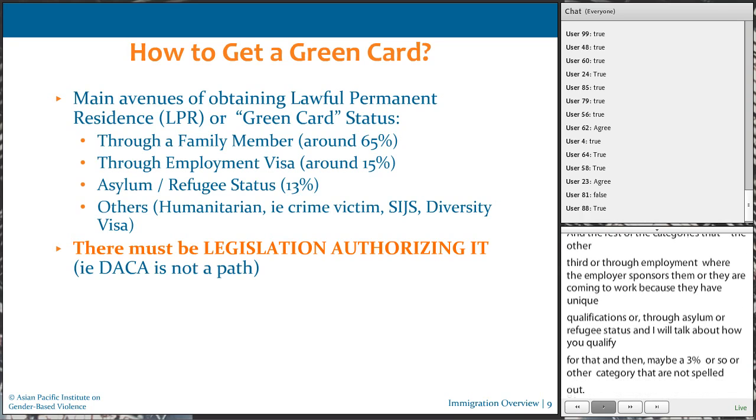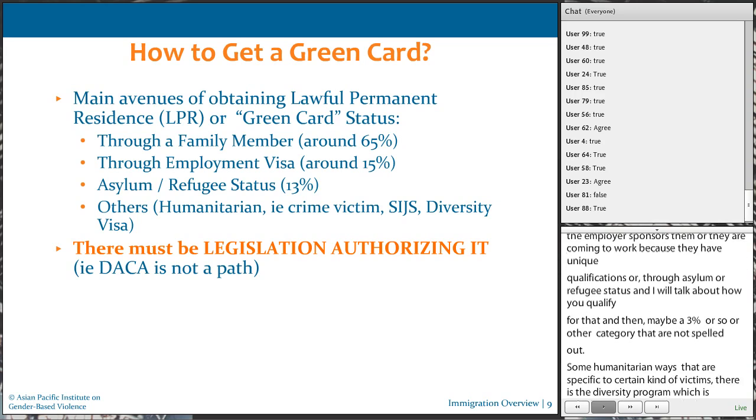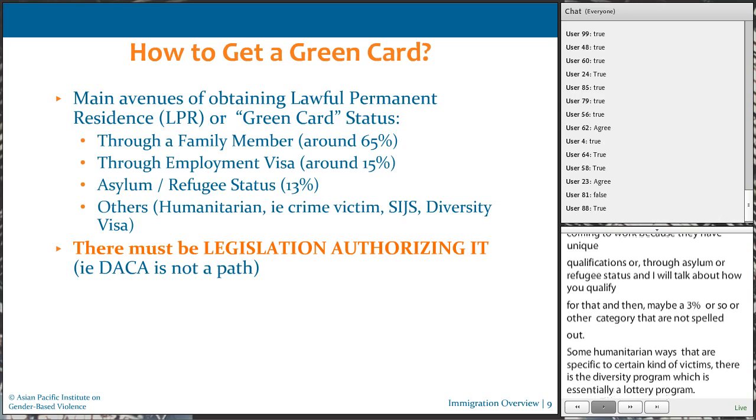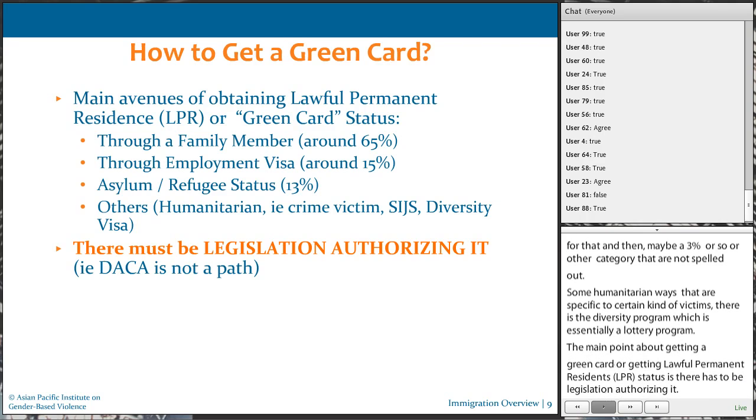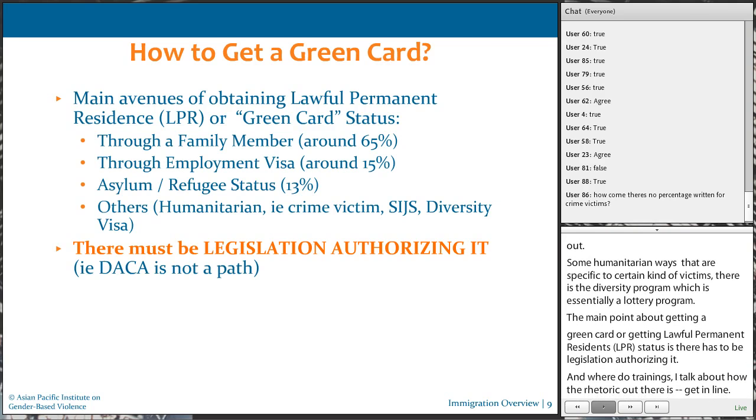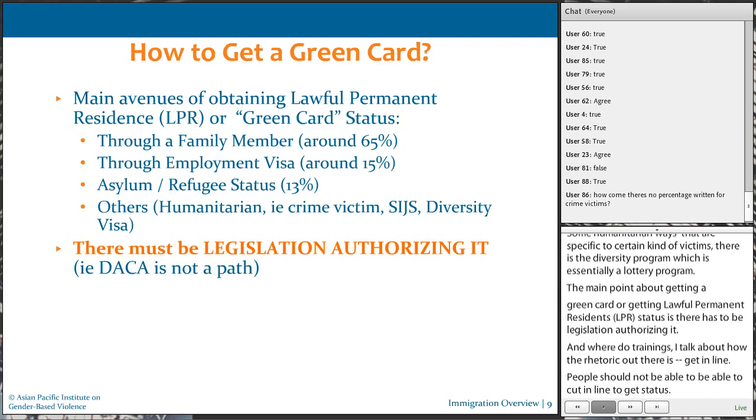But the main point about getting a green card or getting LPR status is there has to be legislation authorizing it. And so I always, when I do trainings, I talk about how some of the rhetoric out there is just go get in line. People shouldn't be able to cut the line to be able to get status. And the reality is there's no line for the 11 million people that are undocumented in the country, and that is the challenge that we face right now, is there's essentially no line.